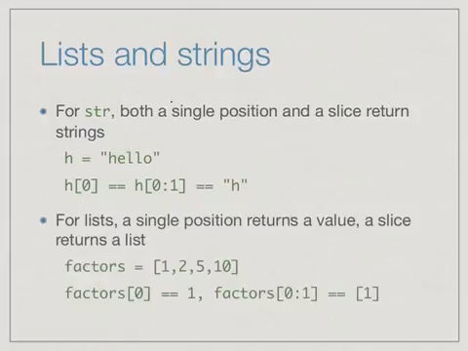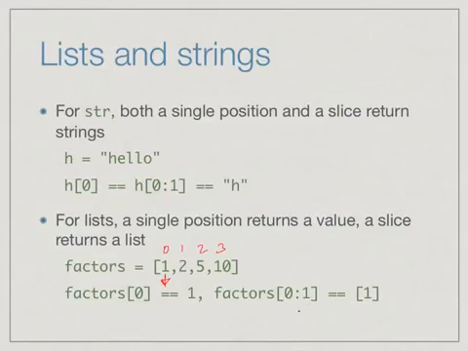Now this will not happen with a list in general. So if we have a list, a list consists again of positions 0, 1, 2, 3 say. And now if we take the 0th position, we get a value. We get the value 1. We don't get a list 1.